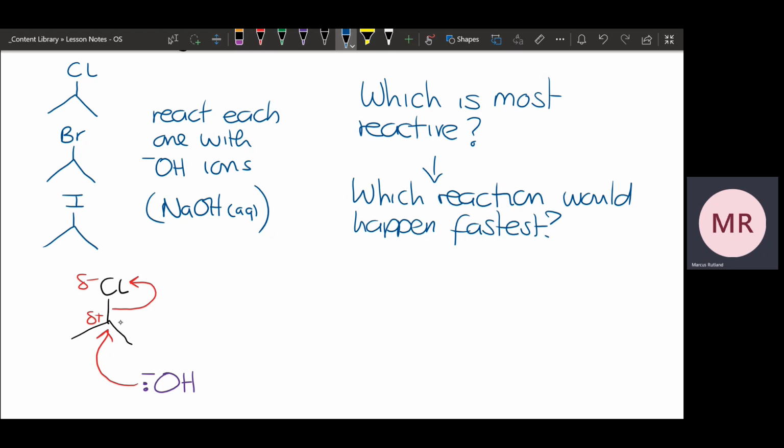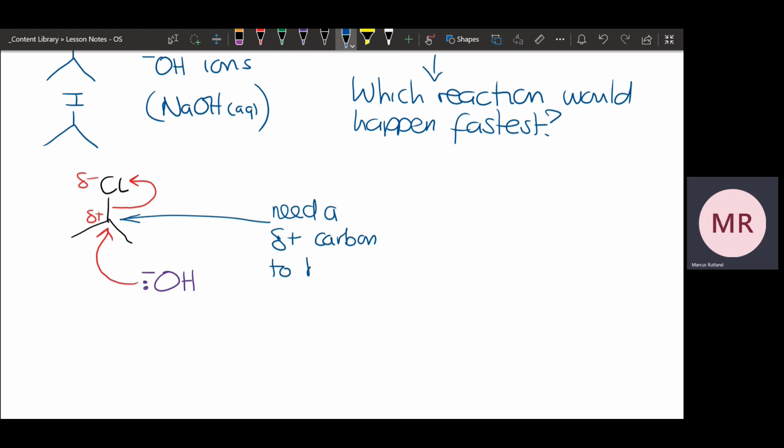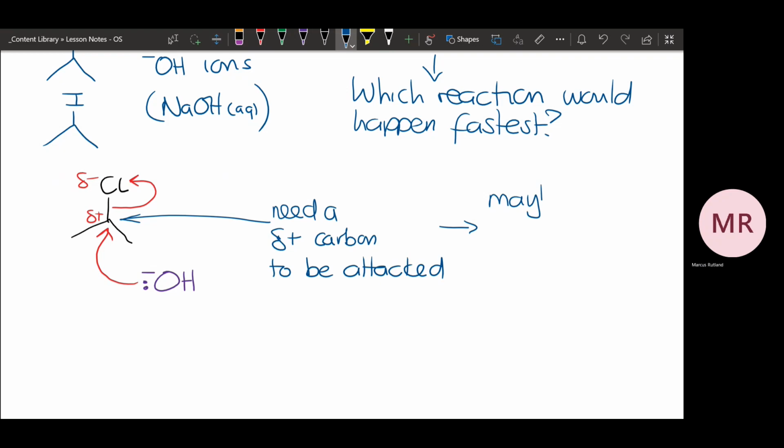There's a couple of things going on. One is we need a delta plus carbon to be attacked. Great. So anything that makes the carbon delta plus allows this reaction to happen. The more delta plus it is, you would think, the more attractive it is to attack. So this would lead to the thought that maybe the chloroalkane is the most reactive.